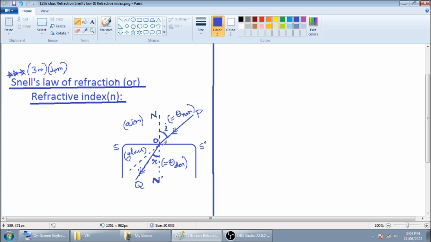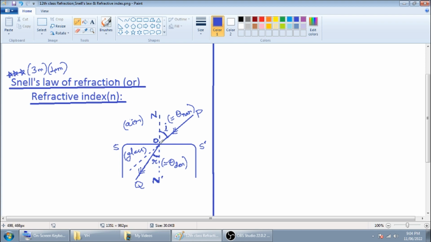In the entire path taken by the light ray, the medium is changing only at the point O. So only at the point where the medium is changing, there only the bending of light occurs. So that's a very important property related to refraction or bending of light. From this we can understand the definition of refraction.